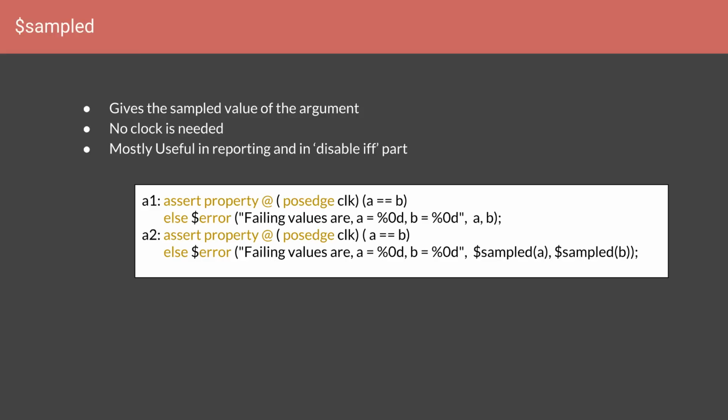In the assertion named A1, the property is written like A equal to B, and you have also added an information statement saying the failing values of this assertion are like A is equal to %d and B is equal to %d. Now imagine a case where this assertion is failing, and both A and B were different. Say A is equal to 0 and B is equal to 1.